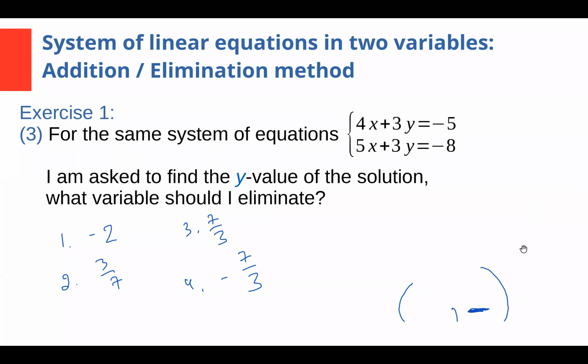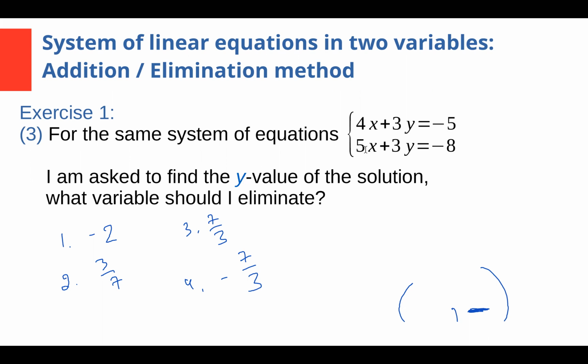So I want to find the y value of the solution. What do you think I should eliminate when I'm working on this system? Which variable, x or y? Think about it. I'm not asking you to submit the answers in the chat message. Just think about it for a moment. So I'm asked for the y value.